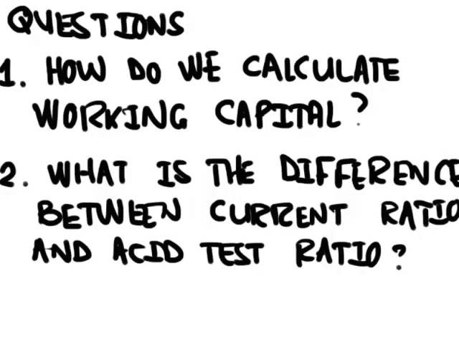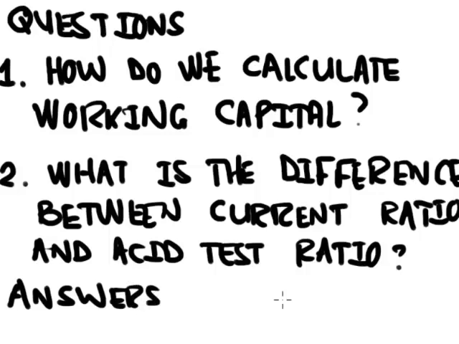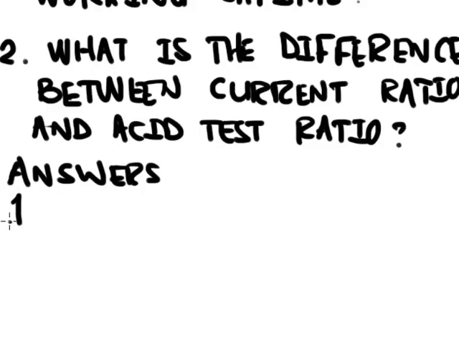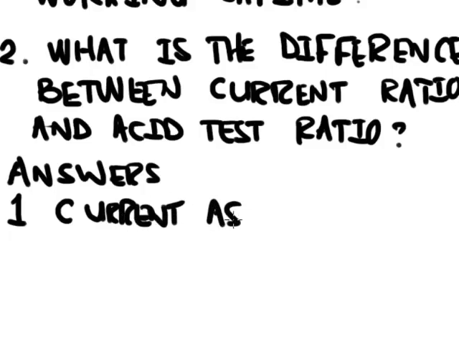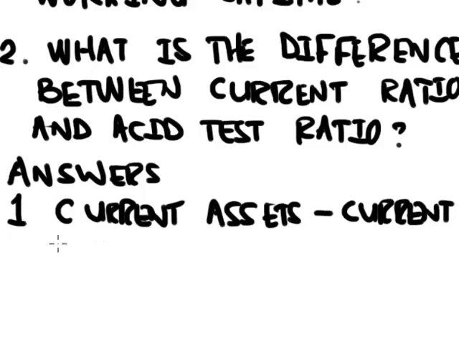Okay, here goes grade 10s, question 1. How do we calculate working capital? Working capital is the difference between current assets and current liabilities. So if we take our current assets and we subtract our current liabilities, this will then give us our working capital.